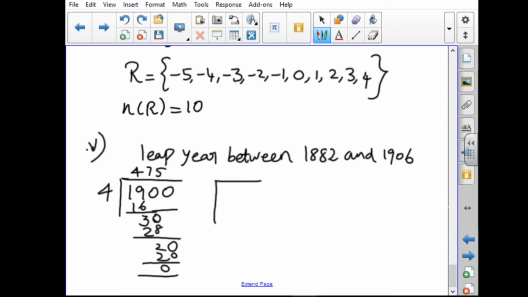If the last 2 digits are 2 zeros, it is compulsory that it will be divisible by 100. So next you have to check whether it's divisible by 400 or not. Okay, so 1900. How many times will it be divisible? 4 4s are 16. So remaining 300. 300 is not divisible by 400.